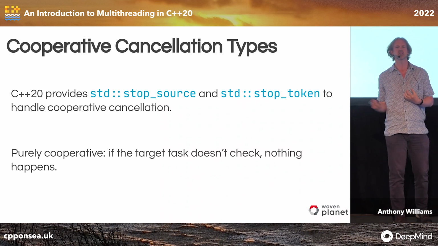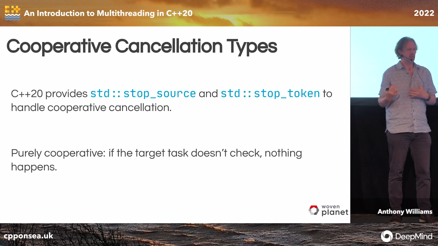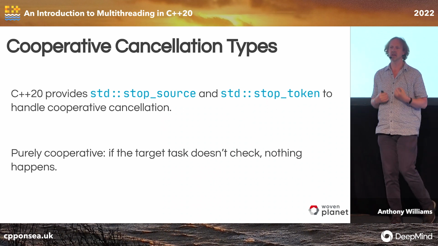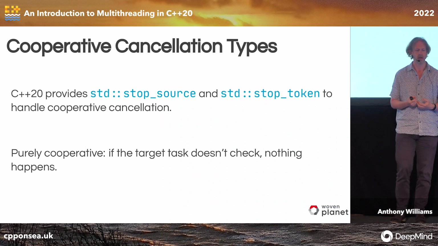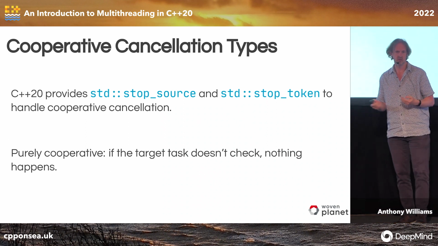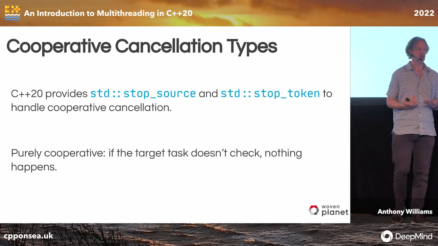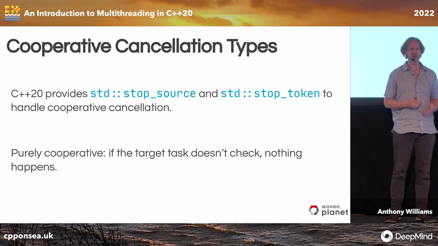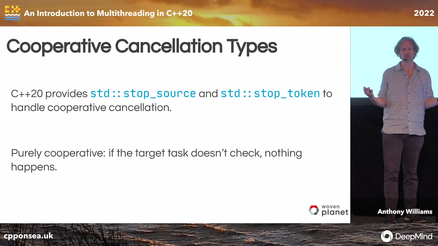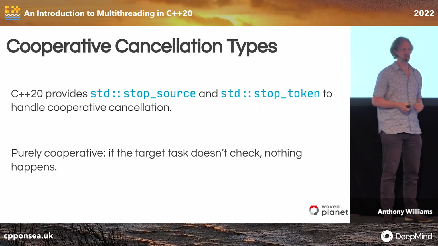And this is what the C++20 standard finally provides us. This has been in discussion in the committee for about 10 years before it finally became standardized. And the final form that it takes is we have stop source, which is a source of stop requests, and a stop token, which you can use to query, has someone asked me to stop? And again, it's purely cooperative. If somebody makes a stop request but you don't actually check it, then nothing happens. The flag is set, but if there's nobody checking it, does it really make a difference?